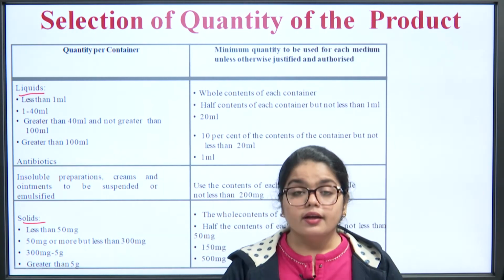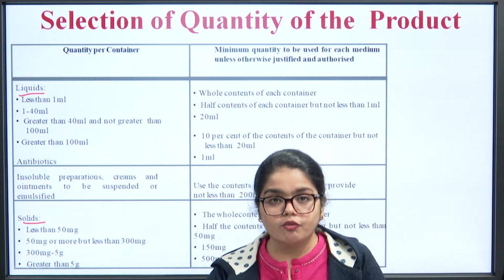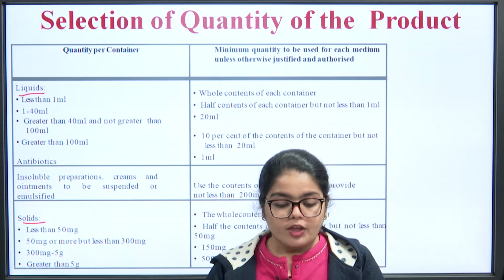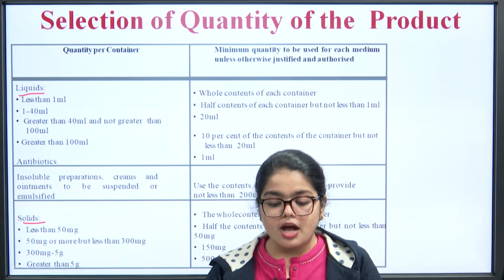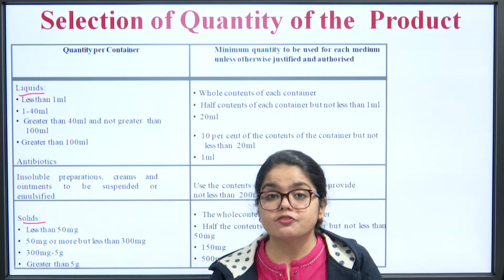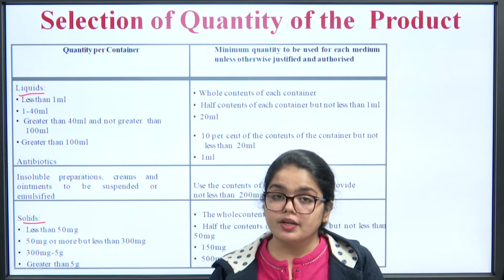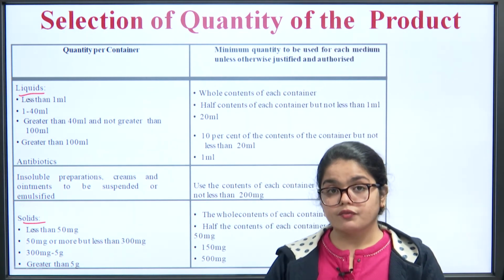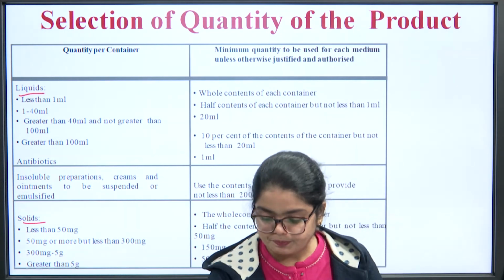Then solids: if it is less than 50 mg, then the whole content of each container would be taken for the sterility test. If it is 50 mg or more but less than 300 mg, for that purpose half the content of each container, but not less than 50 mg. If it is 300 mg to 500 gram, then 150 mg. If it is more than 5 grams, then 500 mg is the sample size.